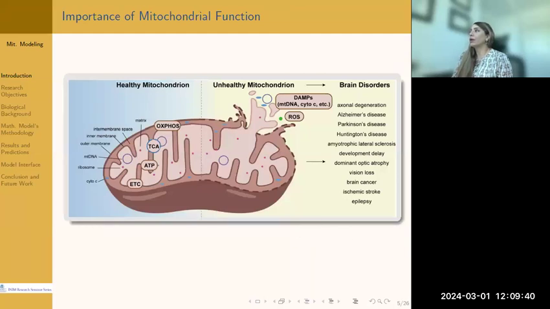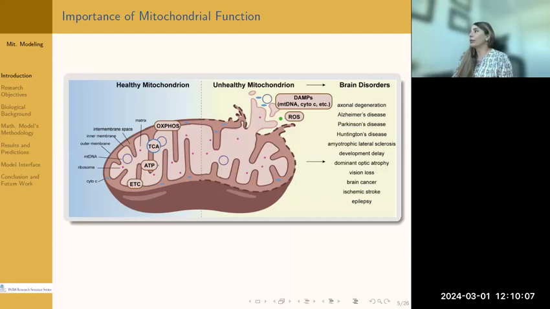Mitochondria serve as the primary organelles responsible for generating ATP, the cell's energy currency. This process is essential for fueling various cellular activities and maintaining cellular viability. However, dysfunctional mitochondria are implicated in a myriad of diseases, including neurodegenerative disorders, metabolic disease, and aging.